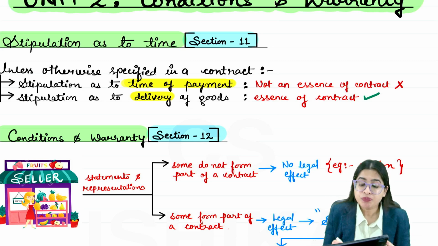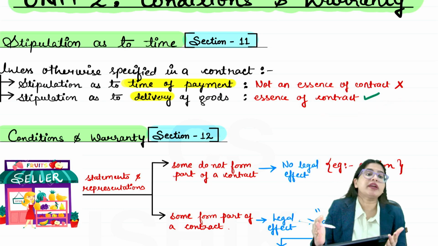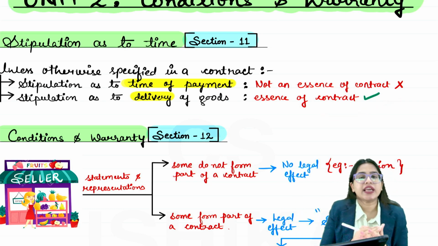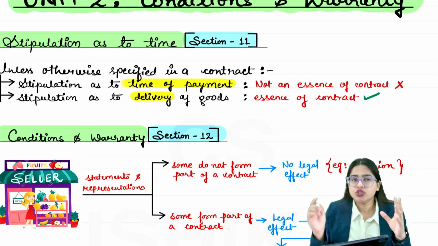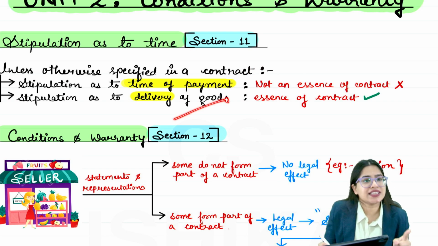the contract. But when we talk about time for delivery of goods, that is the essence of the contract, because if you don't make delivery on time, then the other person can repudiate or cancel the contract. So the question is whether time for payment is essence? No. But is time for delivery essence? Yes. It might be possible.